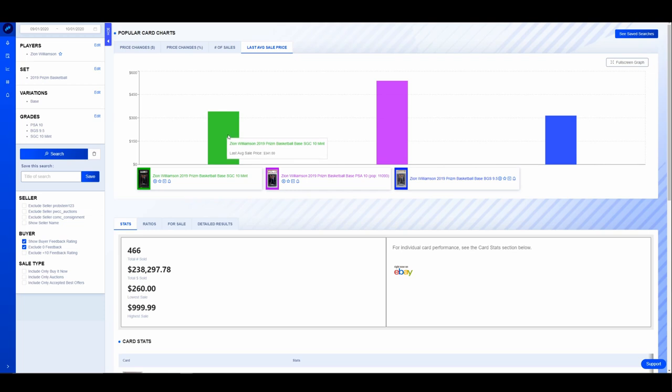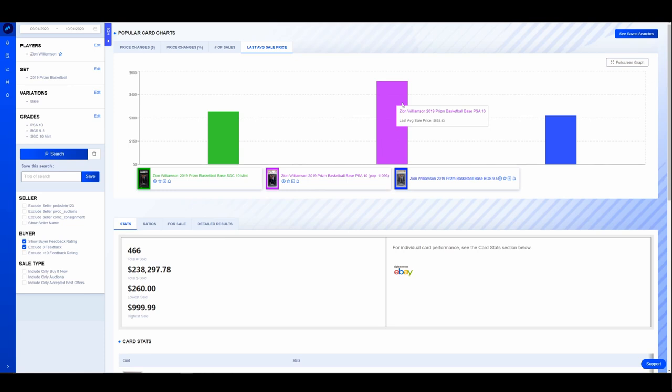What do their sales prices look like? SGC 10, assuming you pull the 10, $341, as opposed to the PSA for $538. So you're still talking about a $200 price difference. So the question is, are you willing to spend the extra $20 to submit Zion to PSA to make an extra $180? Because you have the extra $20 cost associated with it. For me, that answer is yes. That is a no-brainer. I am going to send the Zion to PSA, even with the changes.